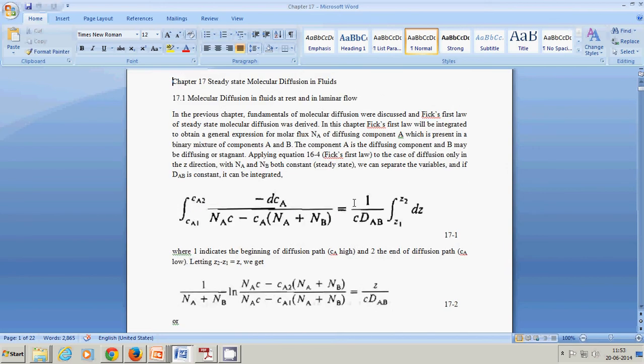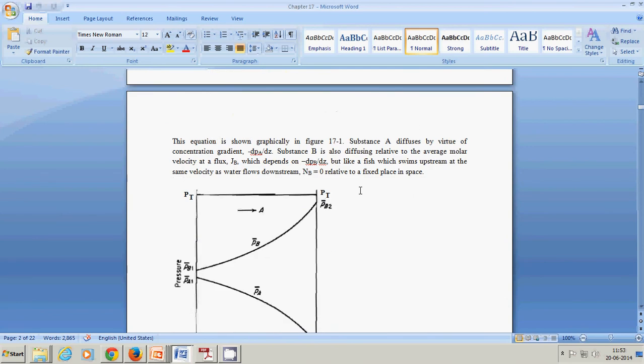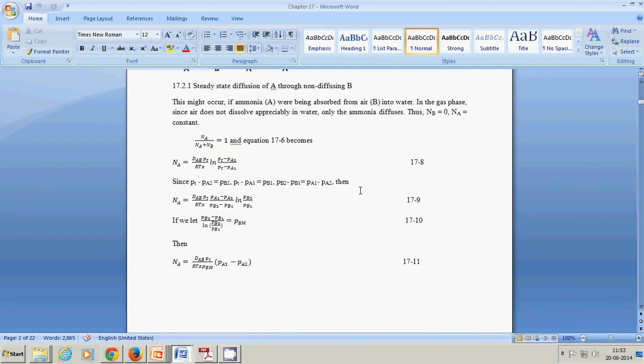There are several cases of molecular diffusion. Diffusion takes place basically at the molecular level. One case that I would like to discuss is steady state diffusion of A through non-diffusing B. This is the case which happens industrially when a particular gas present in a binary gas mixture is being absorbed by a liquid. For example, a CO2 and air mixture, or an ammonia and air mixture, where ammonia is being absorbed by water and air is the non-diffusing component.